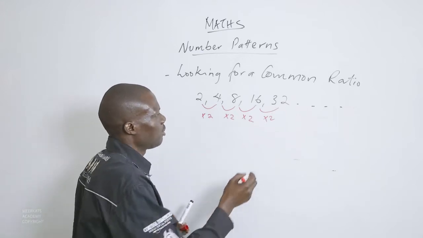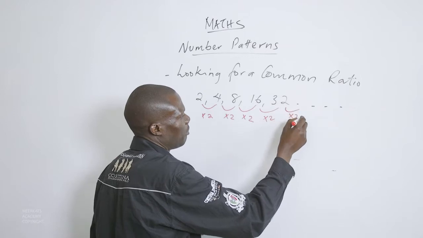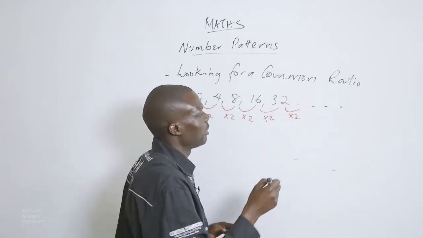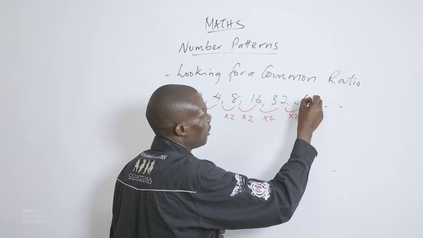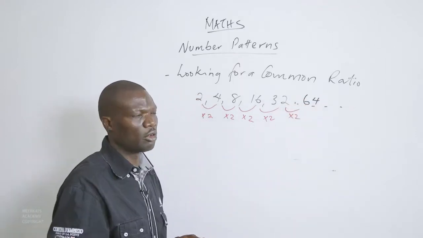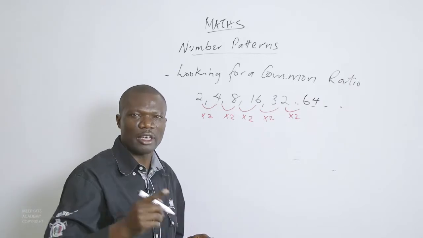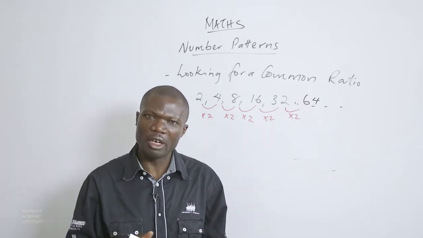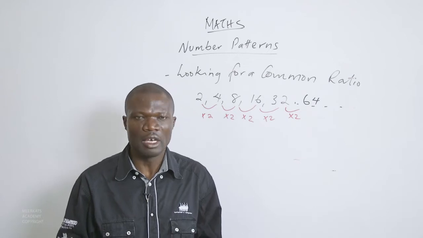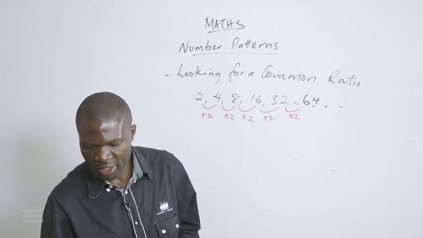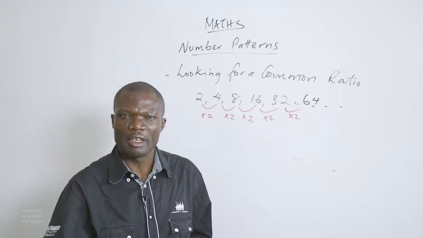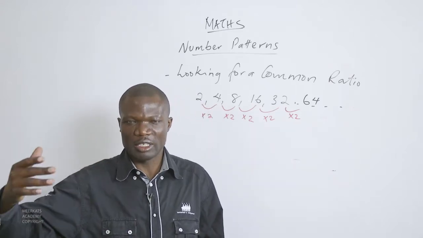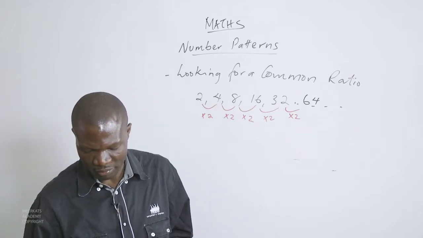Which implies that to get the other one, we shall multiply the previous term by 2, and we get a number like 64. In this particular case, we have a common ratio. Every point we find that each term is being multiplied by 2 to get the next term.